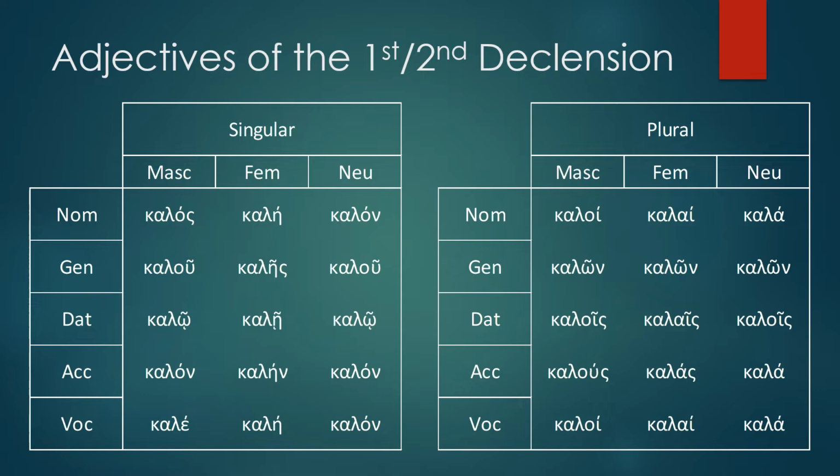So let's get into our first paradigm, our first table. Adjectives of the first and second declension. So let's just start from, I guess, the very basics. An adjective is one of the parts of speech. Adjective is a part of speech. Words which are adjectives modify nouns. So these are words which describe nouns.